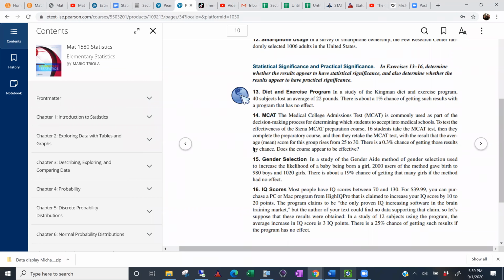So is that coming through here for you? Everyone can see problem number 14 about the MCAT?